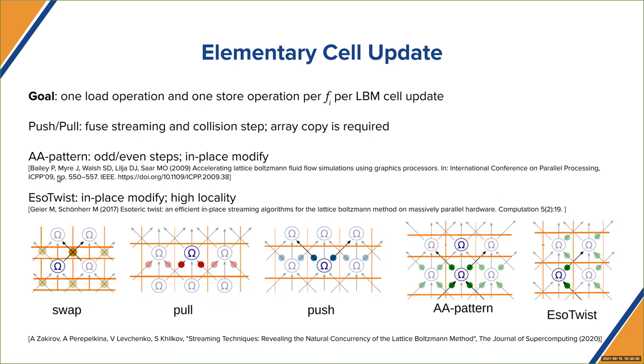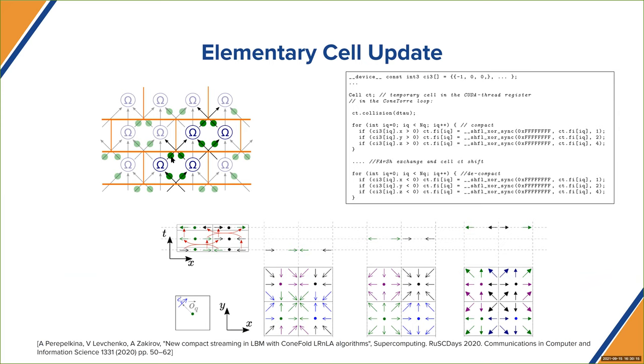And even compared with the esoteric twist pattern, which is called esoteric because it is quite complex for a human programmer to understand, the compact streaming was quite complex when it was found. However, with an interesting enumeration of particle distribution function values inside the group, we have come to a very simple code: the streaming operations for all 27 values in the most dense Lattice-Boltzmann variation are implemented just by this code and nothing else. It is a real snippet from the code that is working.